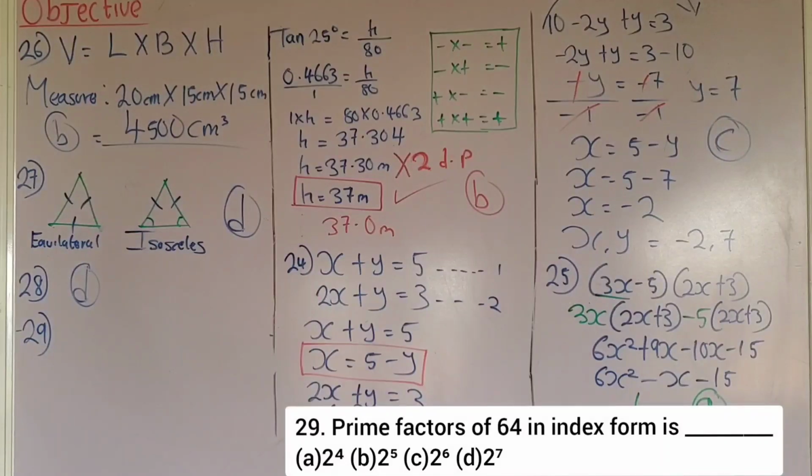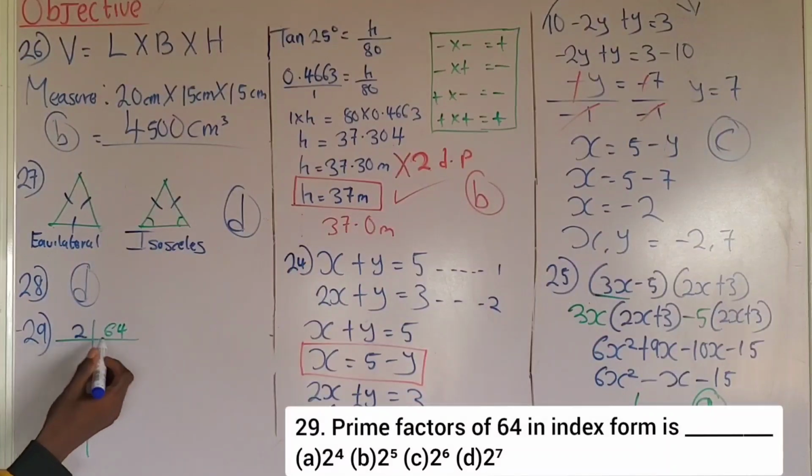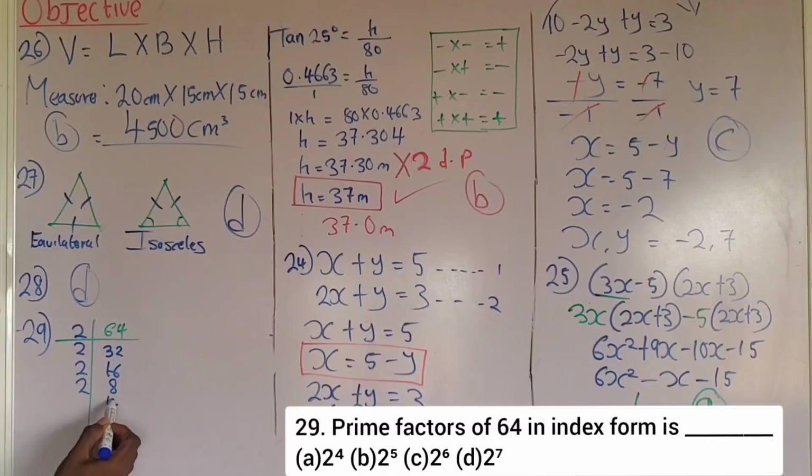So number 29, the prime factors of 64 in index form is dash. Now pay attention. Let us express 64 in index form. We have to find the prime factors of 64, which are those factors that can divide 64. So we start from 2. We have 64 here. 64 divided by 2 is 32. 32 divided by 2 is 16. 16 divided by 2 is 8. 8 divided by 2 is 4. 4 divided by 2 is 2. 2 divided by 2 is 1. You can see now.